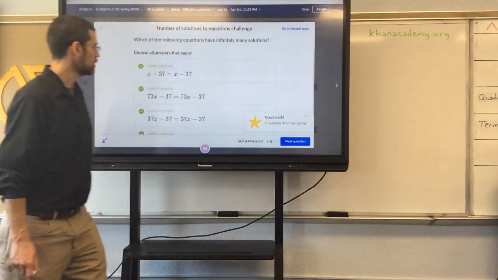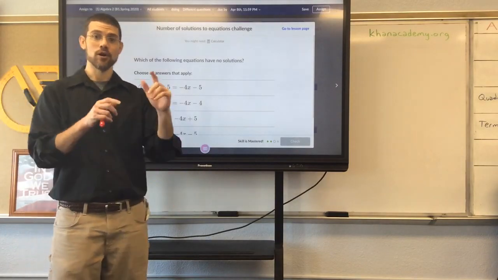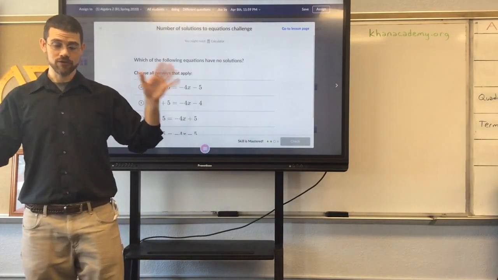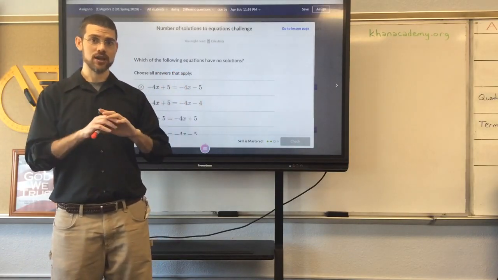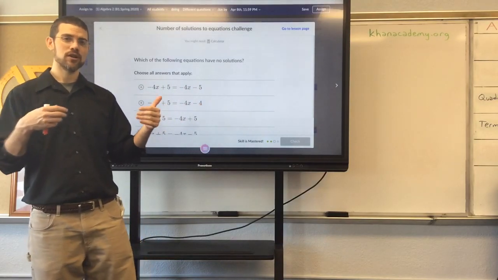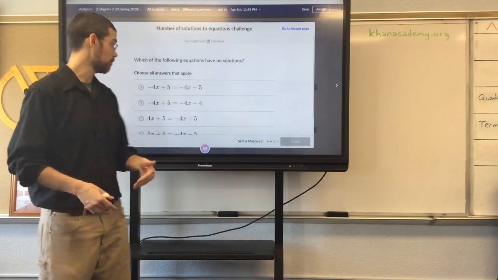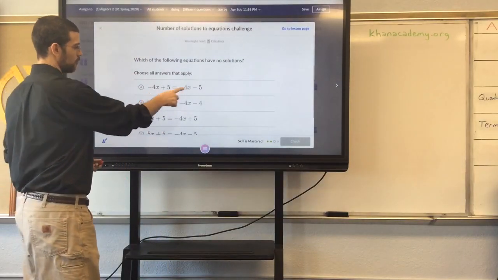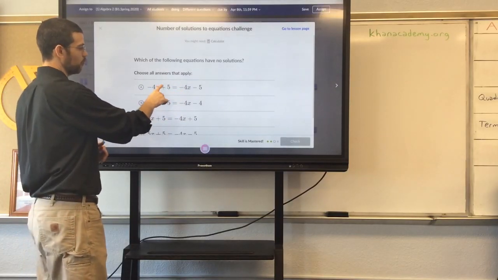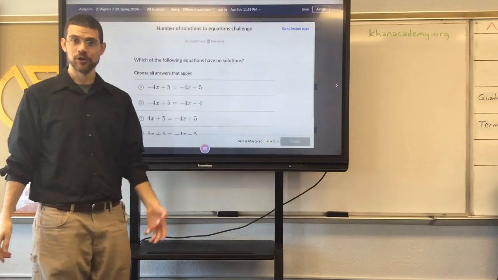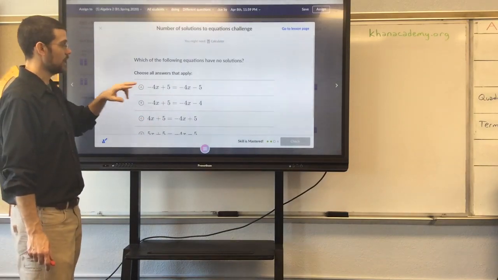All right, next problem. Which of the following equations have no solutions? Now that happens when your variable cancels out, so you have the same number of that variable on both sides, so that disappears. And then you're left with a constant equaling a constant, but it's a false equation. It's not a true equation. So in this case, -4x is equal to negative 4x's, so that will cancel. You're left with 5 equals negative 5. Well, that's not true. 5 and negative 5 are different numbers, so this is always false. It has no solutions.